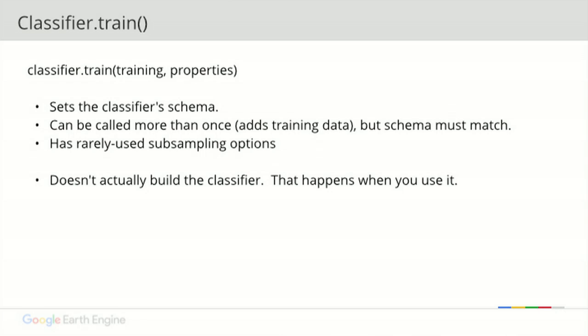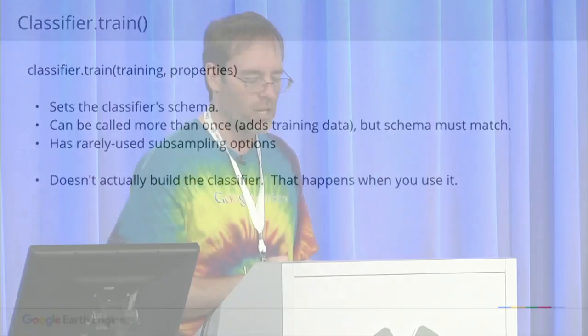There are some subsampling options inside of train. I don't see that anybody has ever used them because there's all this other different subsampling that happens. And more importantly, when you train a classifier, this actually doesn't build the classifier. It doesn't actually do anything. It just associates some data with the classifier. And so you can actually do that several times. You can train the same classifier with 4 or 5 different feature collections if you want, and they just accumulate.